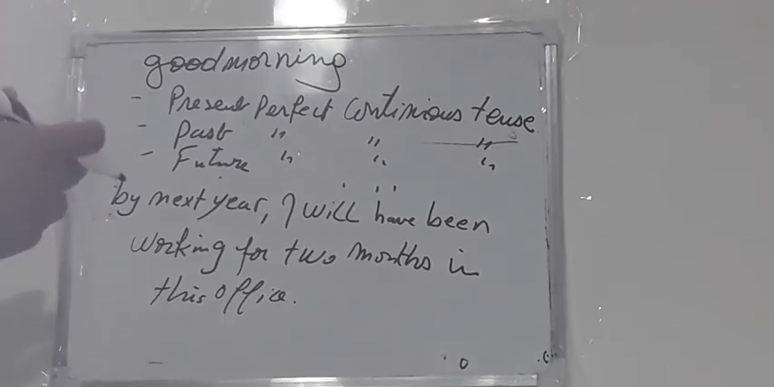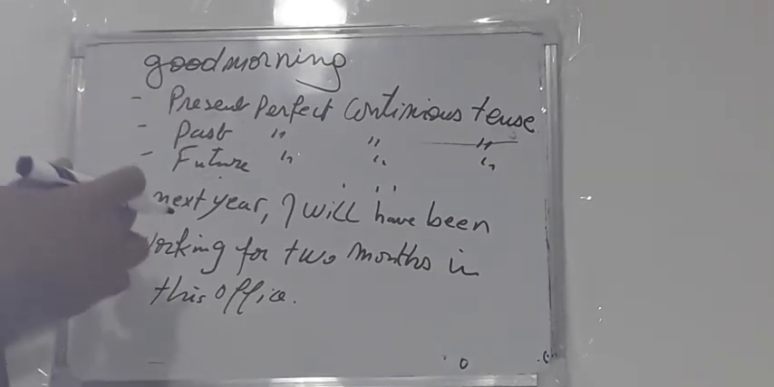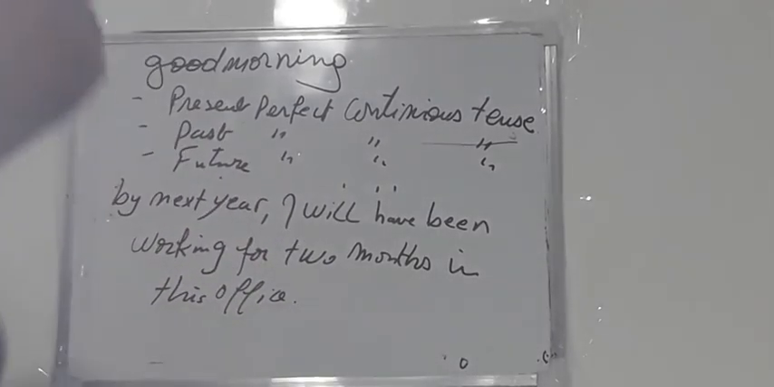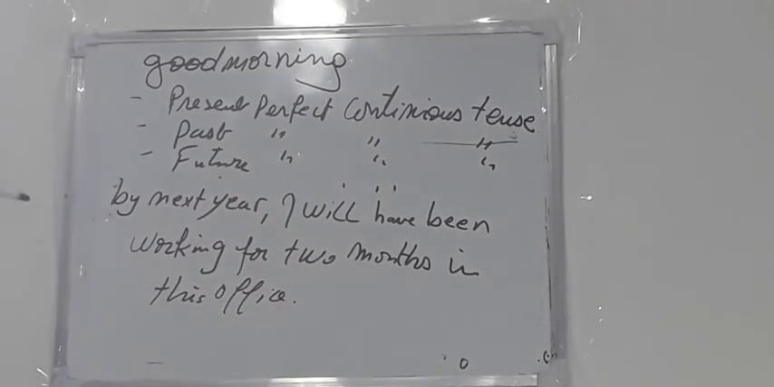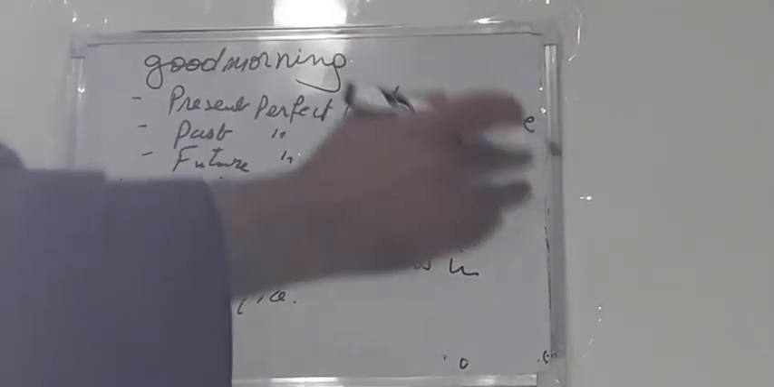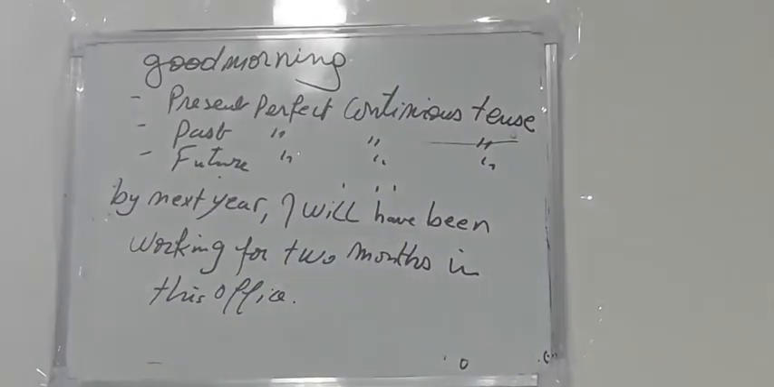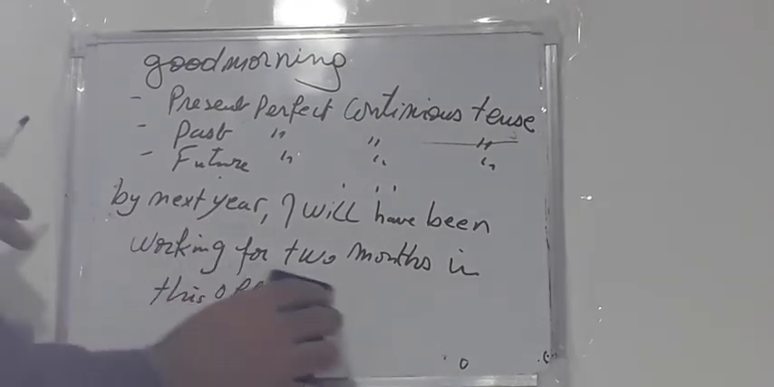By next year, we are in 2021 and we will pass to 2022. By next year, that means in 2022, I will have been working for 2 months in this office. By the new year, I will complete a working action in this office for 2 months. Okay? I will give you another example in order to understand some more.